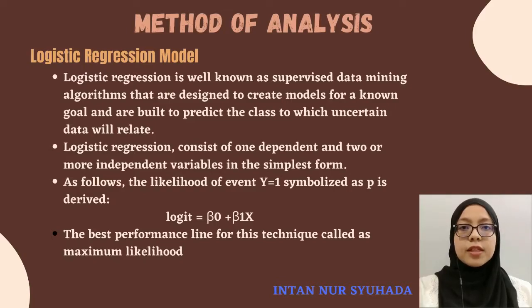For this study, factors that influence students' academic achievement will be the dependent variable, and teaching method, attendance of class, time management, and sleep will be known as predictor variables or regressors. Logistic regression can be derived as logit equals ln p over 1 minus p, or b0 plus b1 x1. The best performance line in this logistic regression will be known as maximum likelihood.